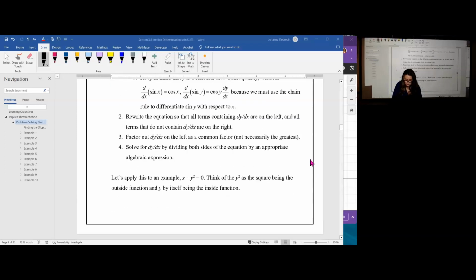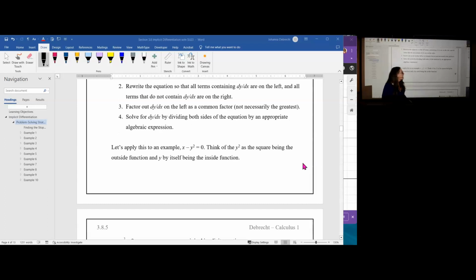Let's now apply this rule to the simple one we had at the beginning, x minus y squared equals 0. It's an implicit form because it's not y equals. We know we could put it into explicit form by moving the y squared to the right side and taking plus or minus the square root of x. We're going to think of the y squared with the square as the outside function and y as the inside function. We're going to take the derivative of both sides with respect to x.